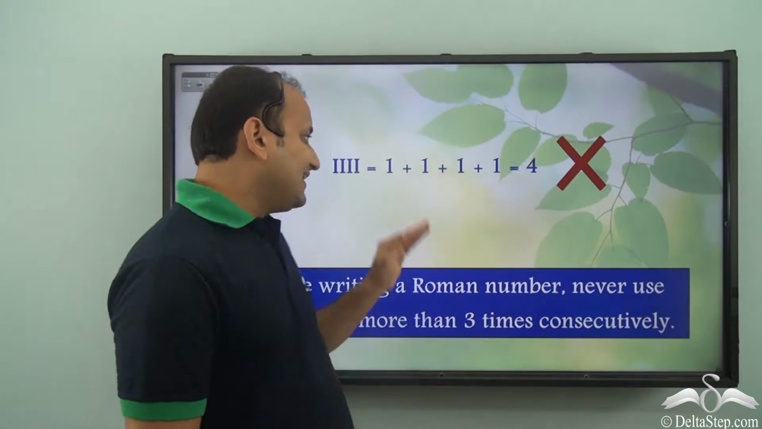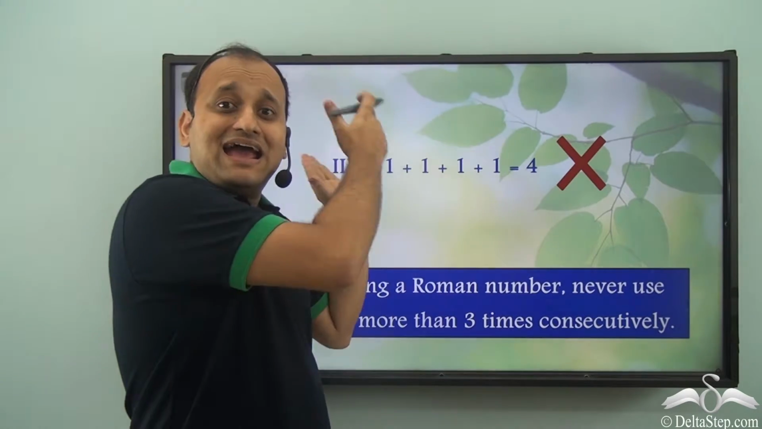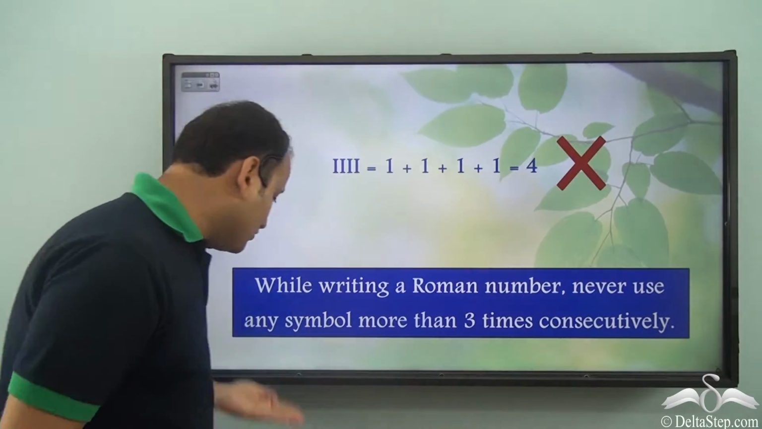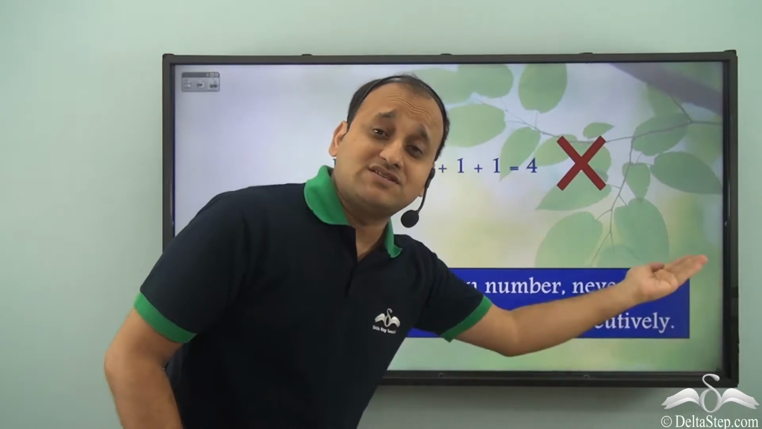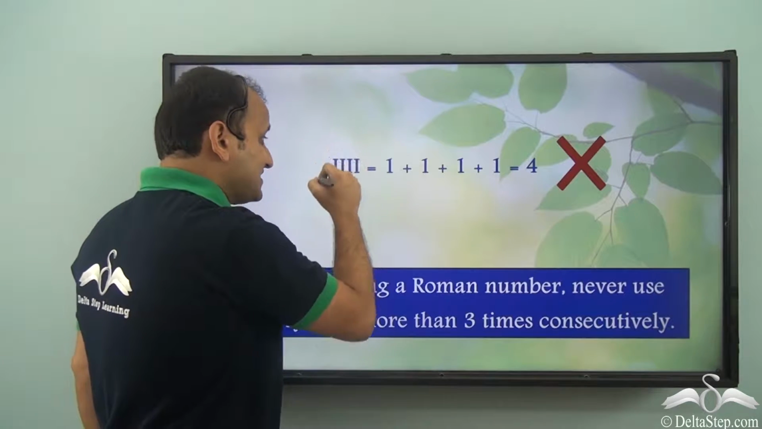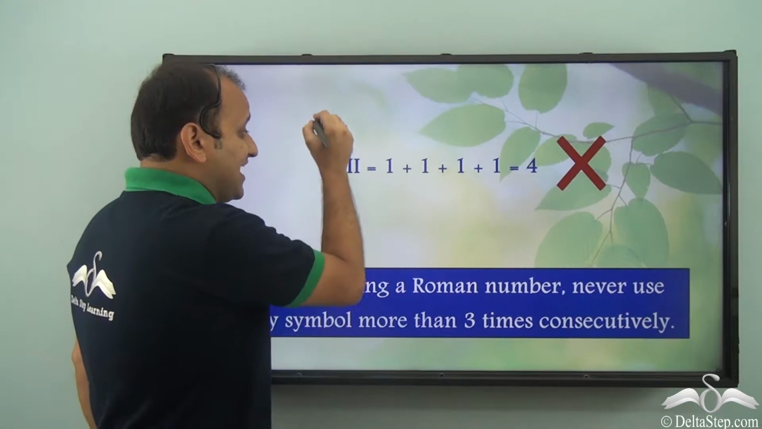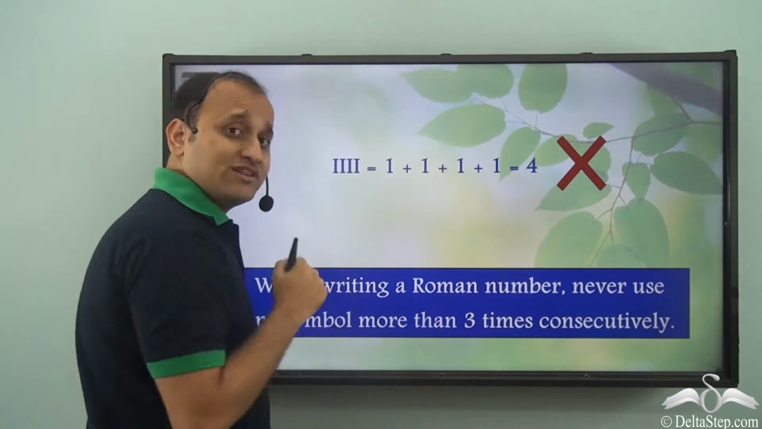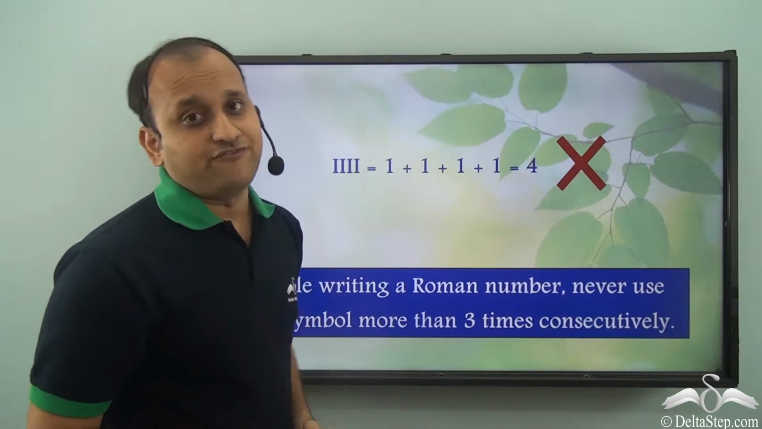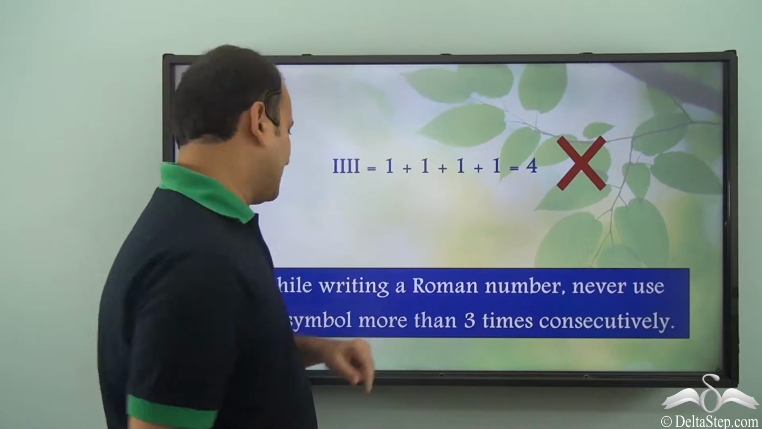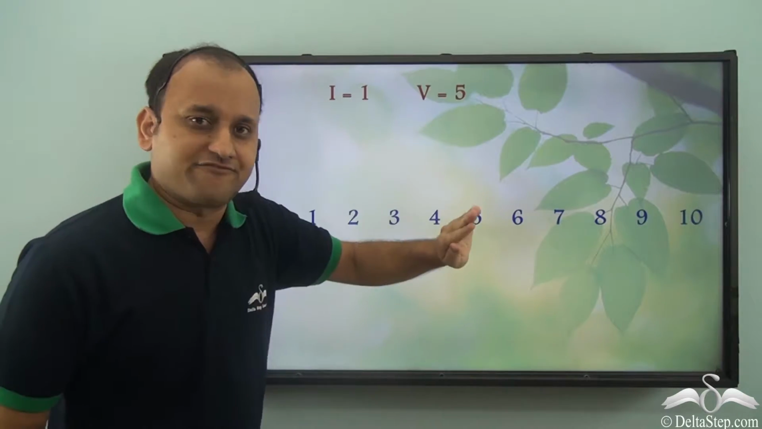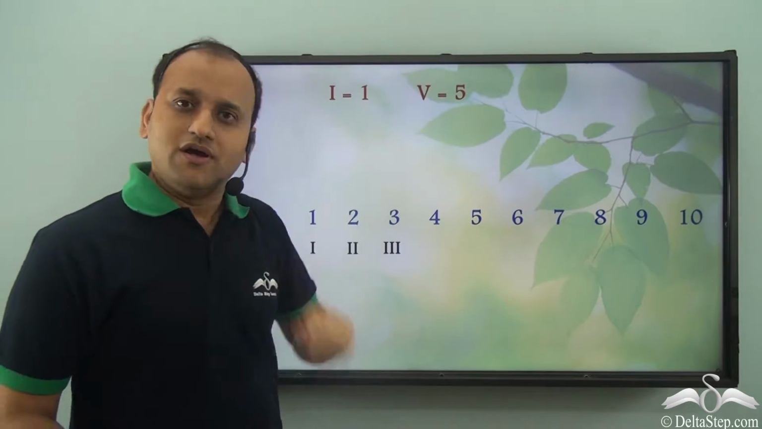So they decided that they will never use 4 consecutive symbols at once. So while writing a Roman number, never use any symbol more than 3 times consecutively. If you represent 4 in terms of I's, then you will write I 4 times, which is not allowed in Roman numbers because it becomes confusing. So what was the solution? Well, the solution was that they came up with a new symbol for 5, that is V. So V is equal to 5.